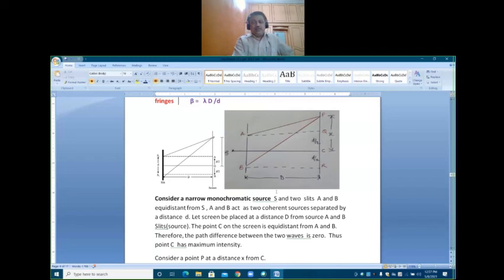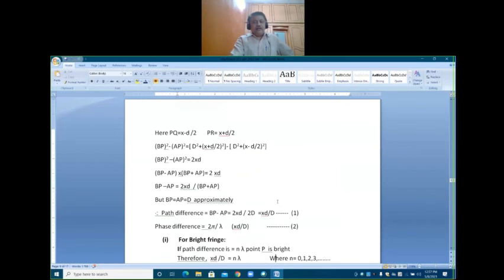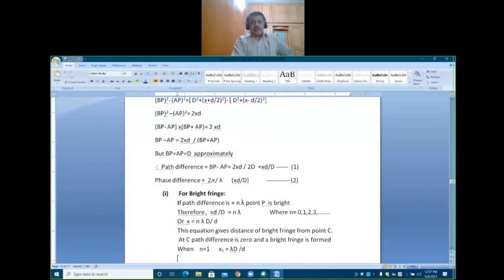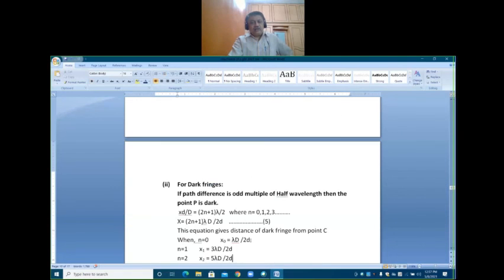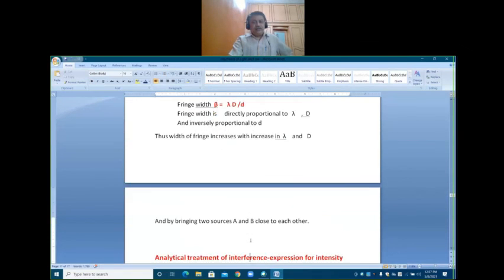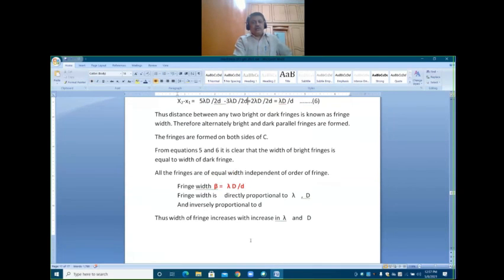So we find the path difference between AP and BP by Pythagoras theorem. BP square minus AP square is equal to D square plus (x plus d by 2) square minus D square plus (x minus d by 2) square. And so we obtain path difference BP minus AP is equal to 2xd by 2D, that is xd by D. And by putting the condition for bright fringe, if it is n lambda, then it is bright. If it is (2n plus 1) lambda by 2, it is dark. Ultimately, the fringe width expression is beta is equal to lambda D by d.